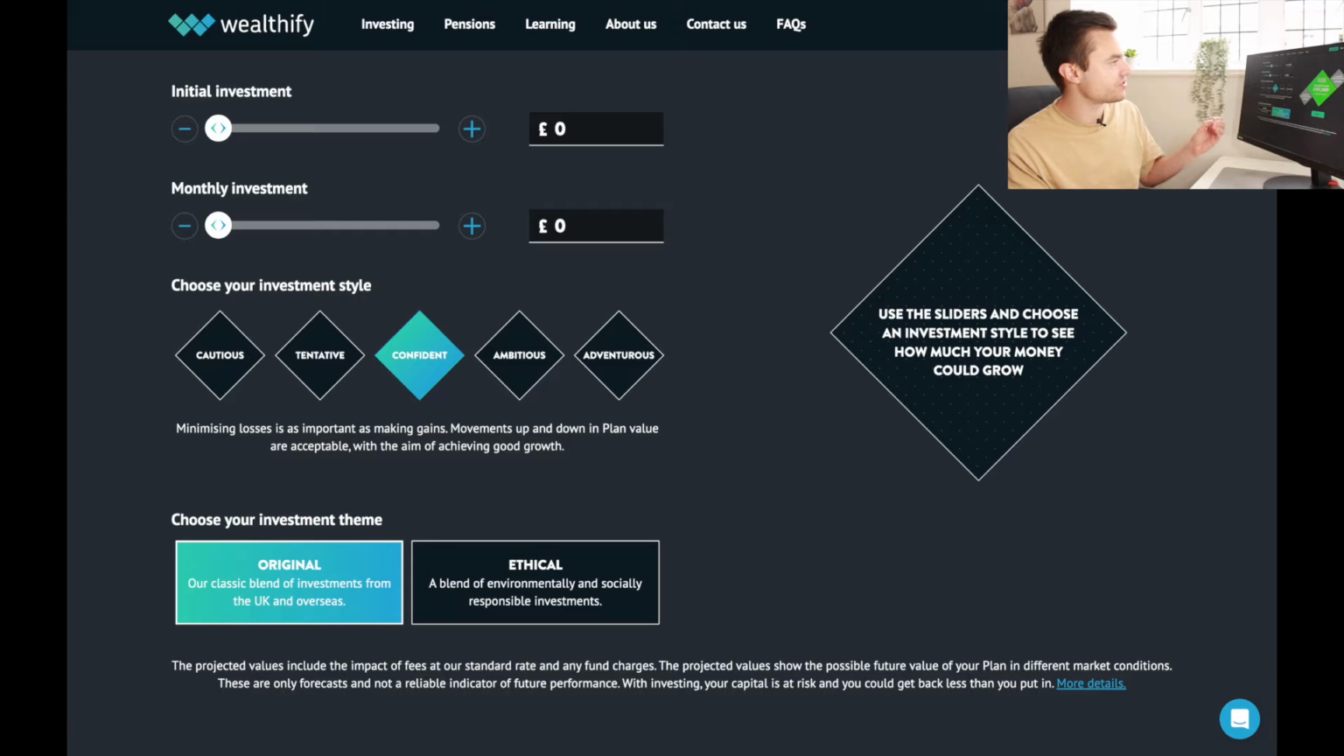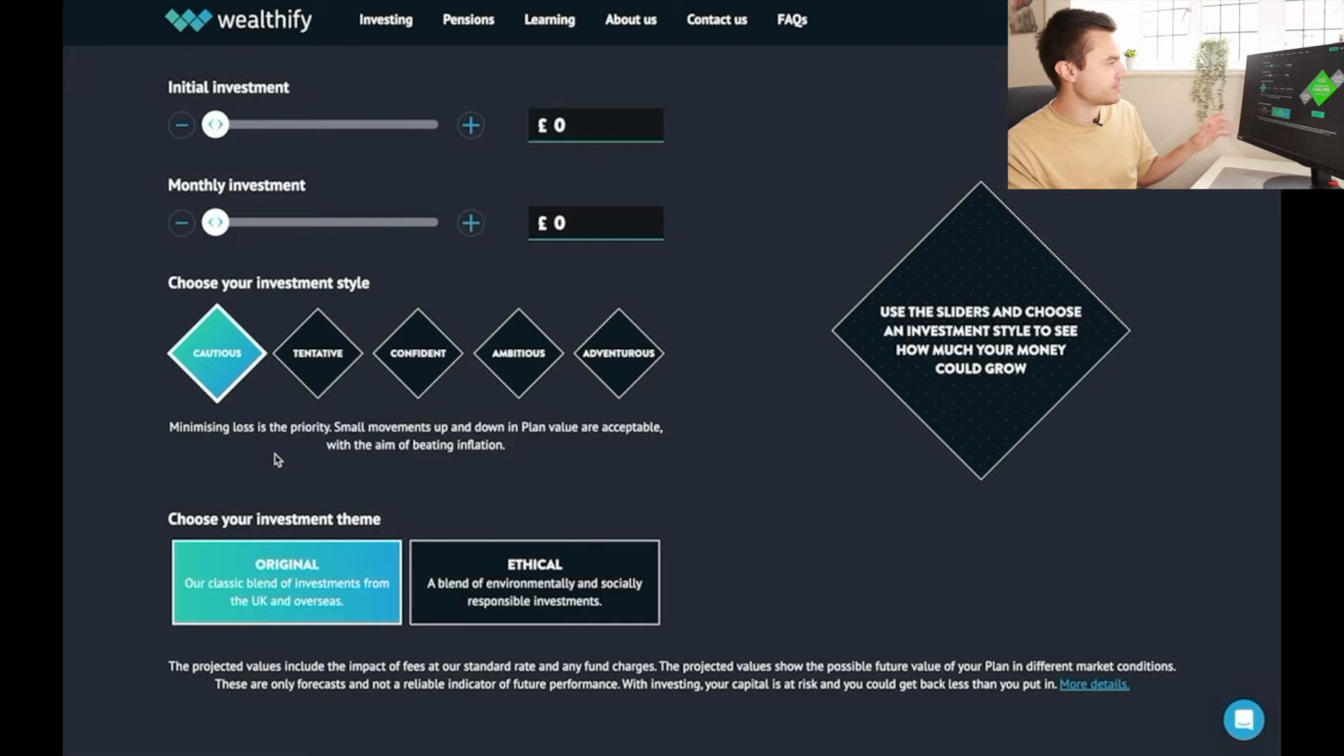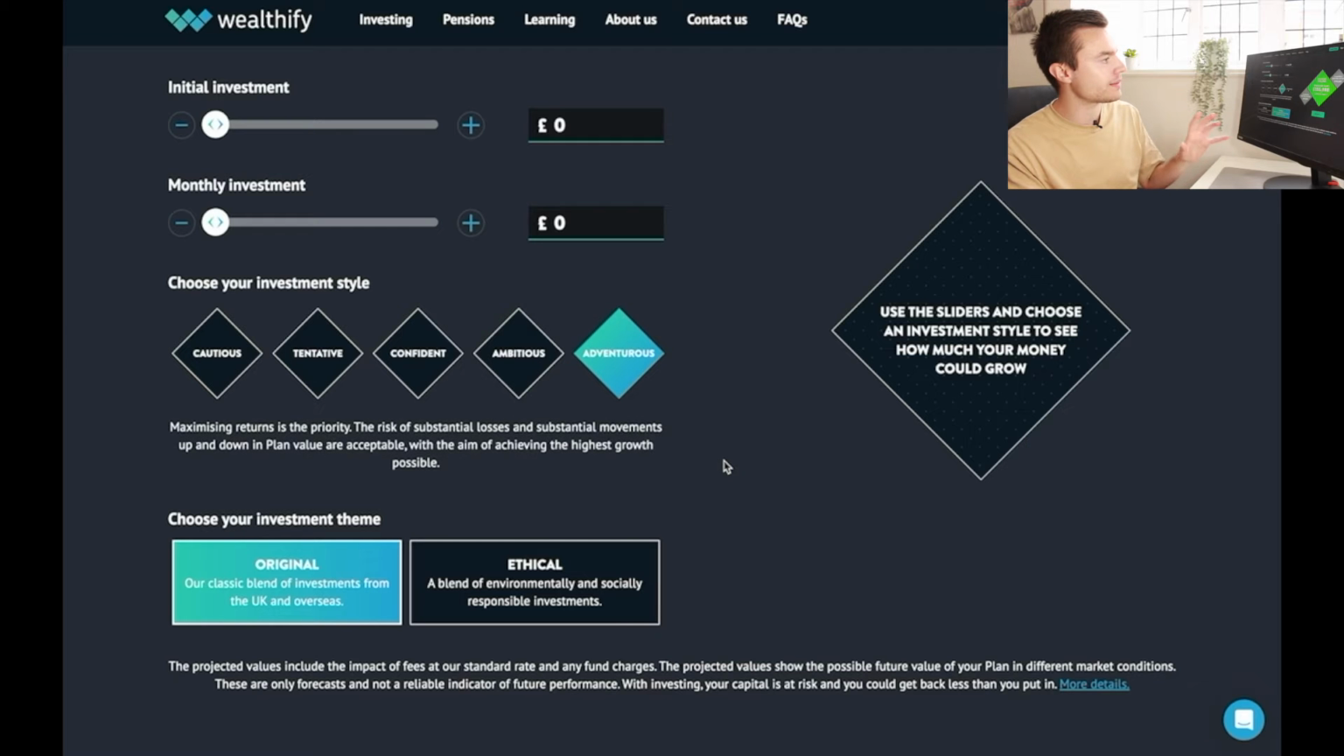The next step is to choose your investment style. And this basically means choose your risk level. And there's 5 different risk levels here. Cautious, which means minimizing loss, is the priority. Then you have tentative, then you have confident, then you have ambitious, all the way up to adventurous. And adventurous means maximizing returns is a priority.